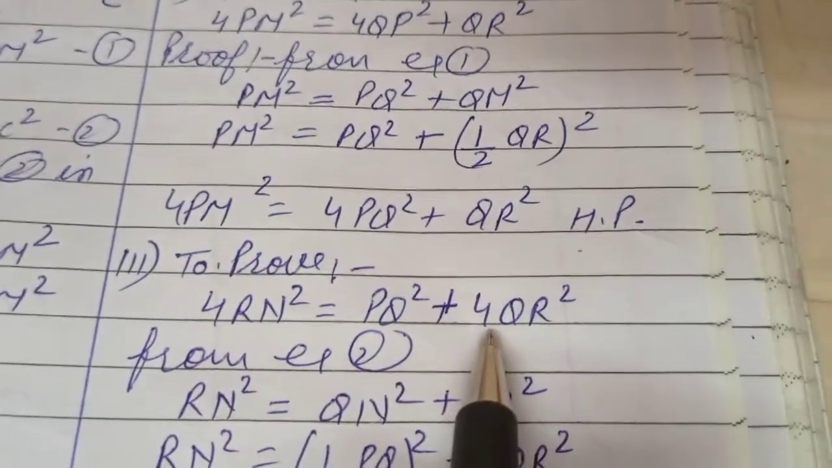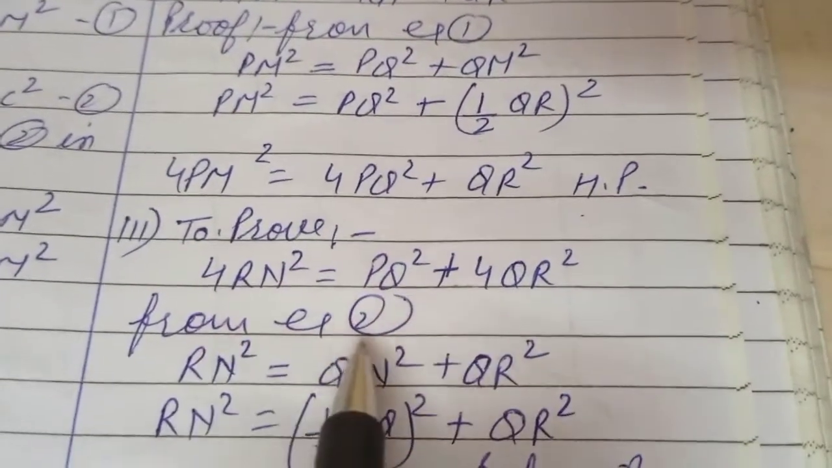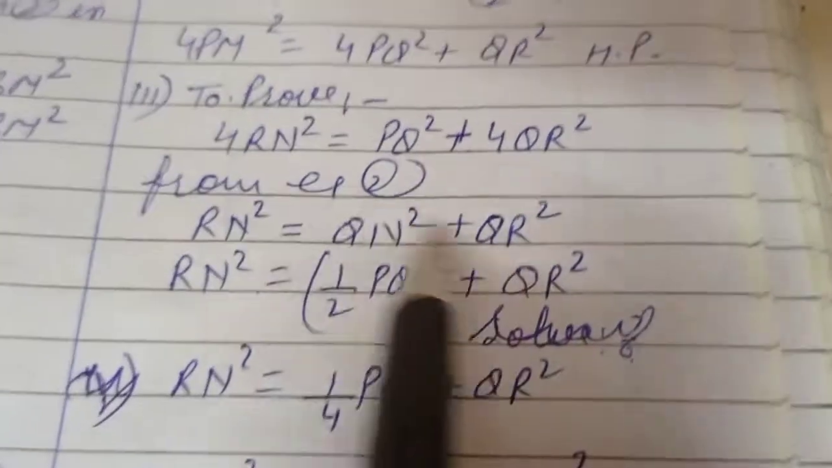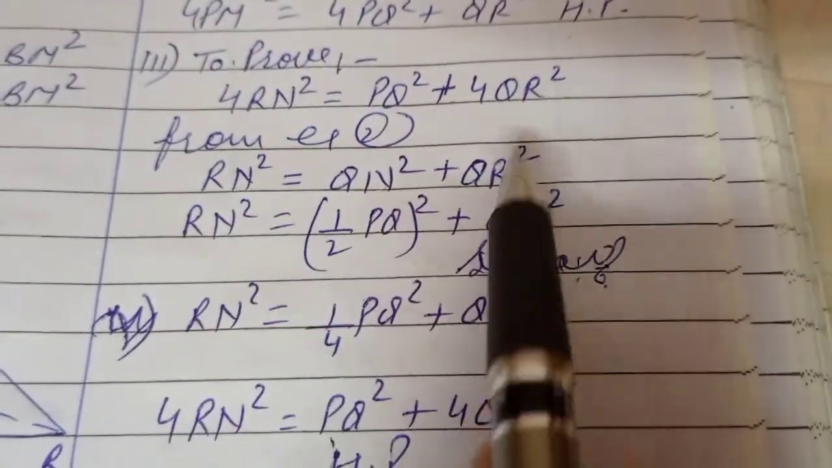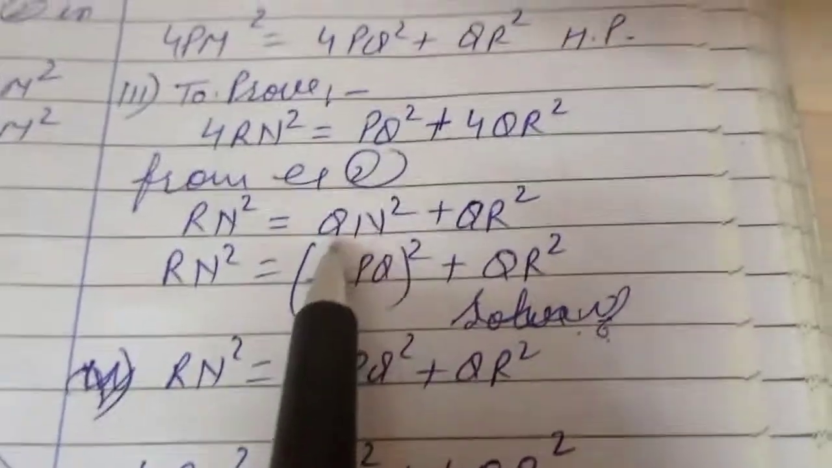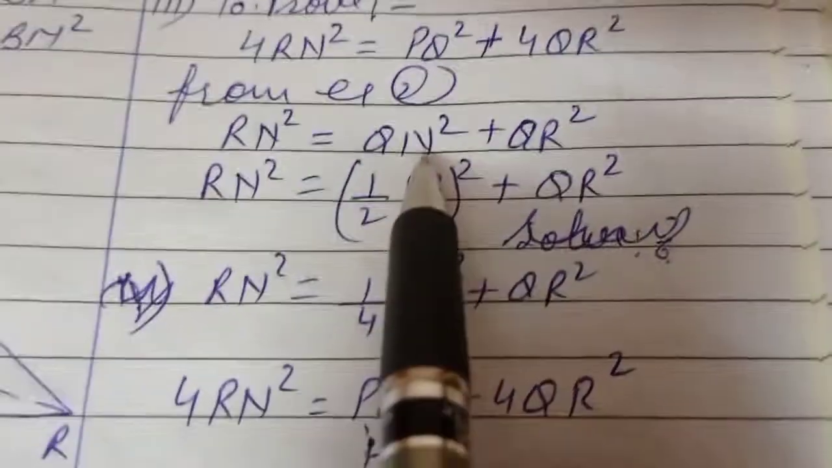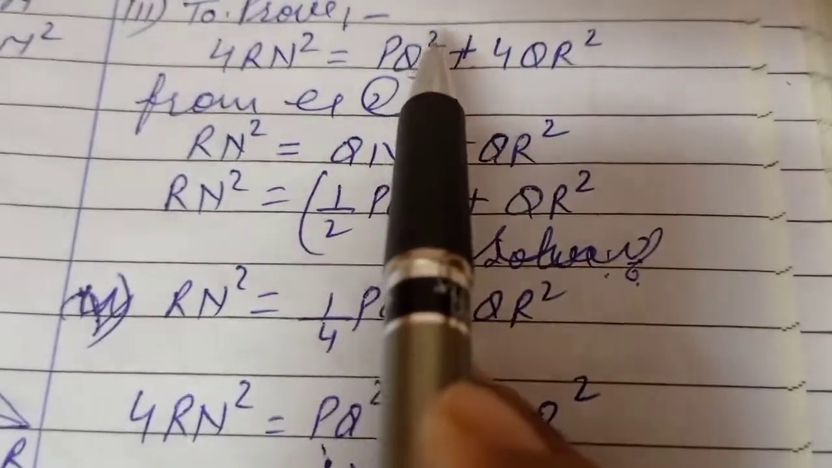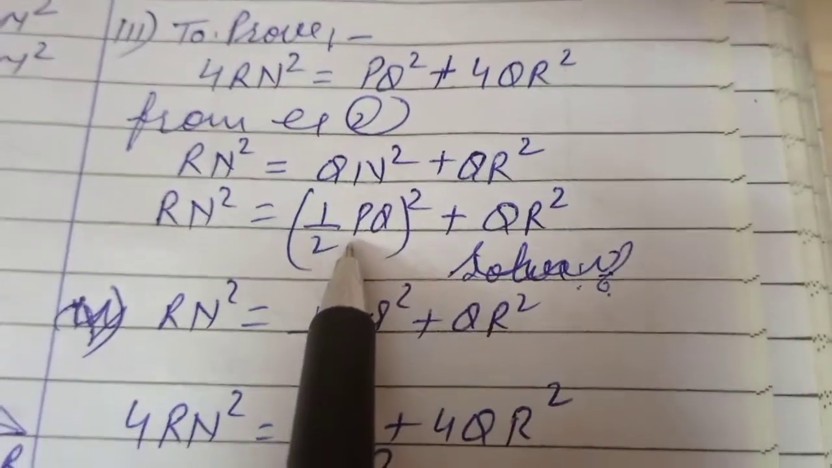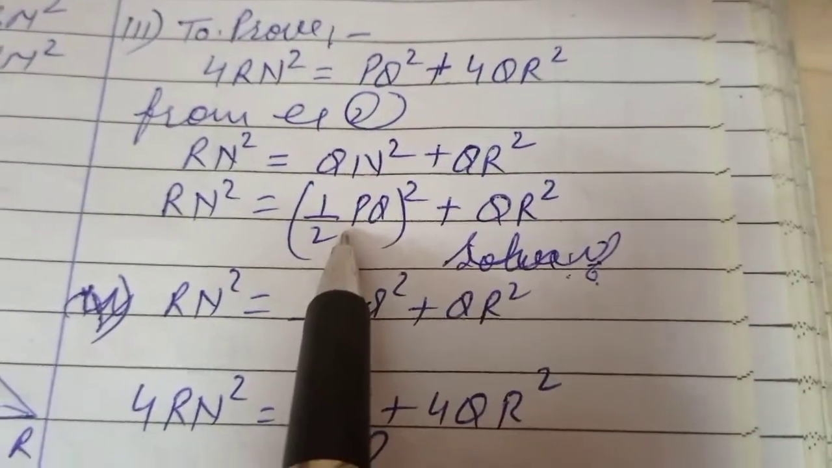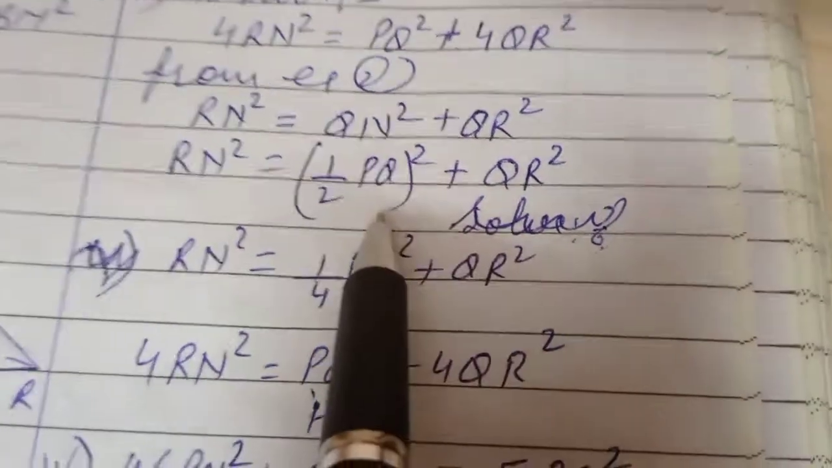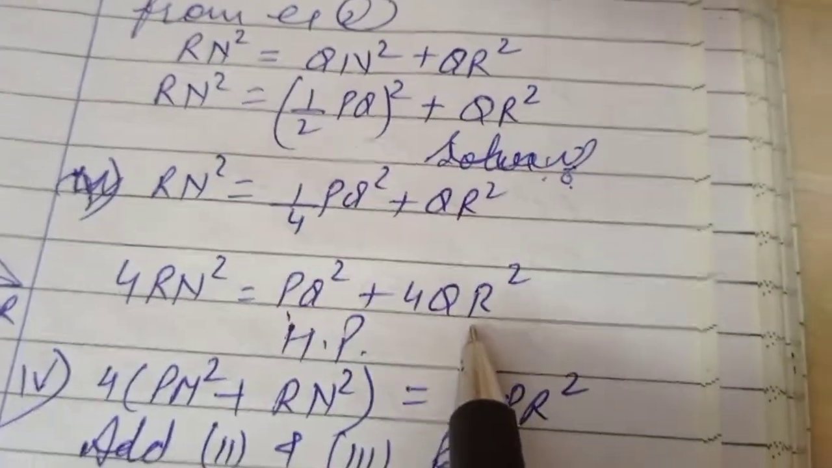Third part, you have to prove this. For this I took equation number 2, this is equation number 2. RN we need, QR we need, but in place of QN we need PQ. So what is the relation of PQ and QN? QN is half of PQ, clear? So QN can be written as half of PQ. Again in the same way, open the square, take LCM, that is the result.